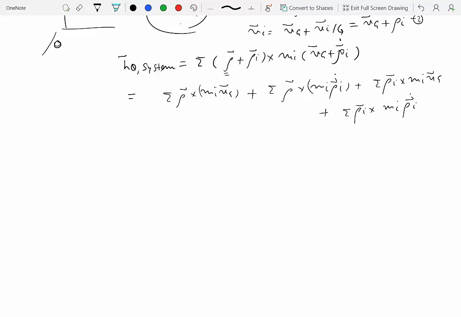Okay, so I have not introduced any simplification so far. I just did the cross product. Now we'll look at the simplification.